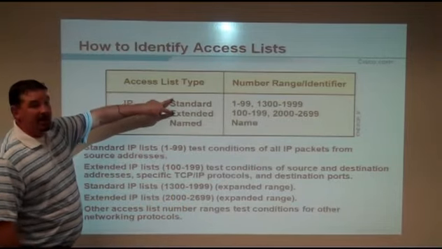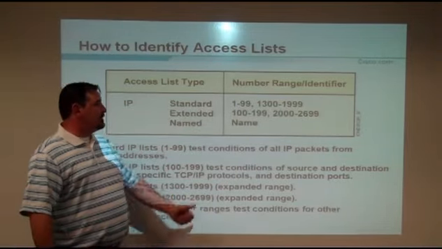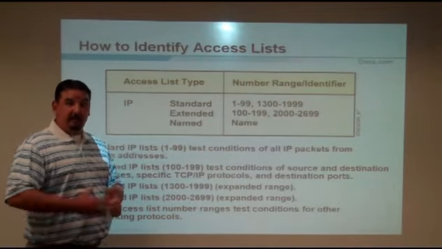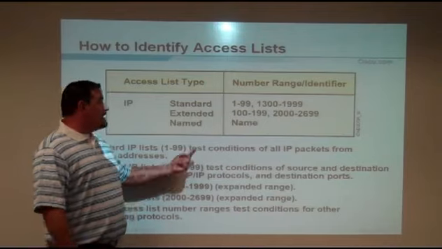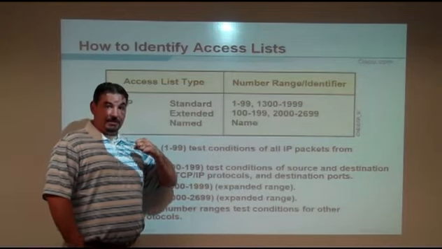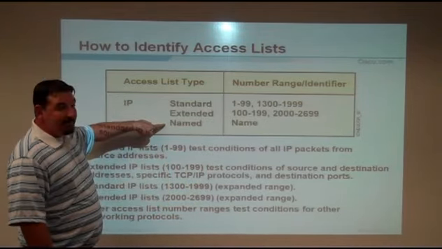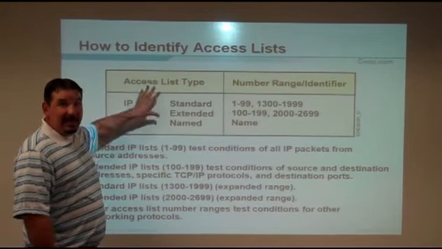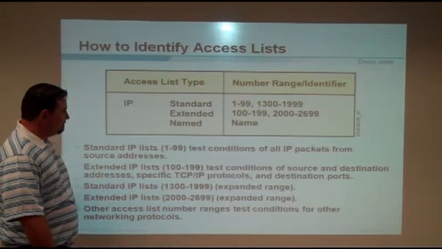And if you think about what the number does, the number is really telling me, A, what protocol is being filtered. These are specifically for the IP protocol. And B, is it a standard or an extended access list? So when we create a named access list, we're going to have to specify what protocol is being filtered and is that a standard or an extended list.